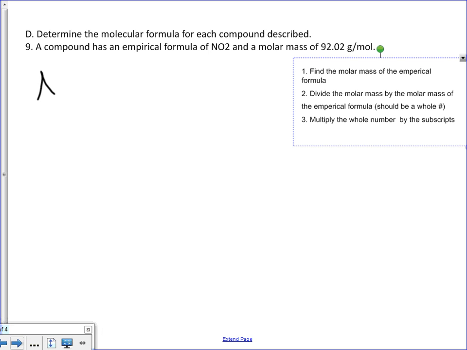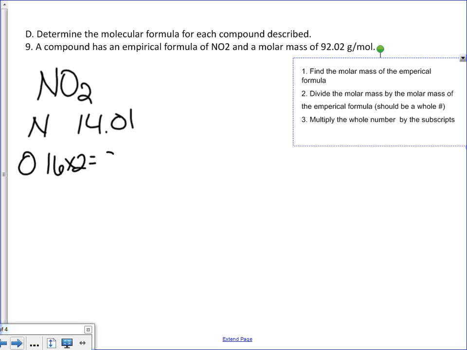So our empirical formula is NO2. We look up the mass of nitrogen on the periodic table. It's 14.01. The mass of oxygen is 16, but we have 2 of them, so that gives me 32. If I add these 2 values together, we get 46.01. So that's my molar mass for my empirical formula.